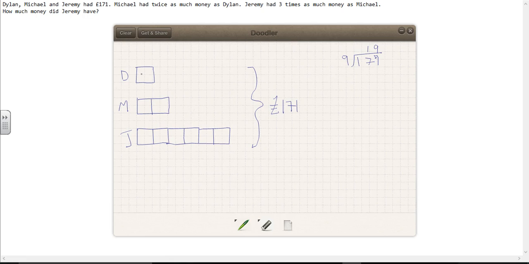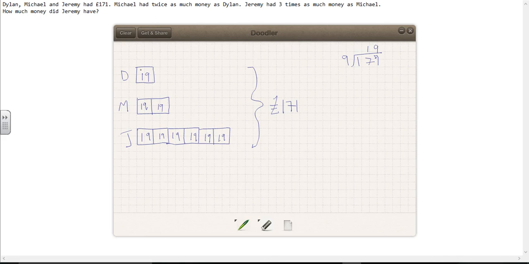So I now know that each of these parts is worth 19. I don't have to write this in, but I will do just to show. All right, so that's 19, 19, 19, 19, 19, 19. And what you would find is if you did a great big long addition and added 19 plus 19 plus 19 and so on, nine times, and added all of that up together, it would equal 171. Or if you multiplied 19 by 9, it would equal 171.